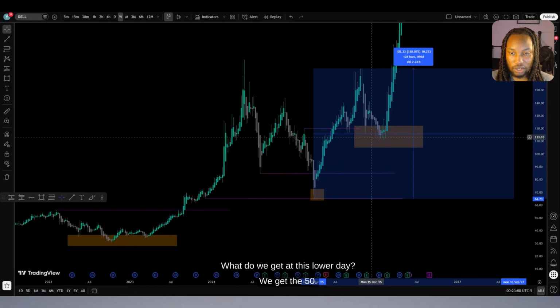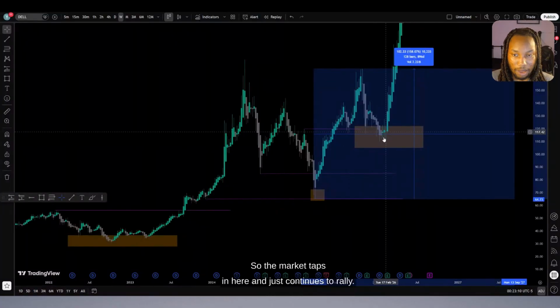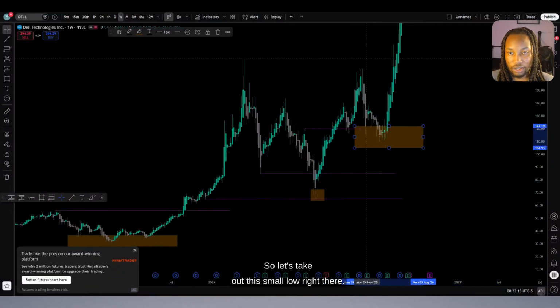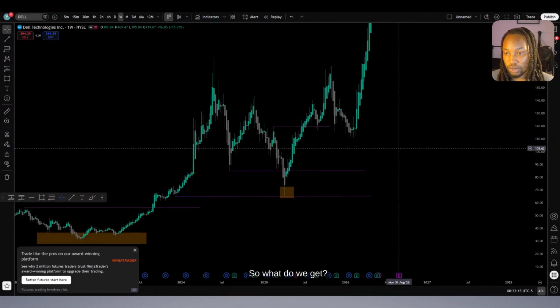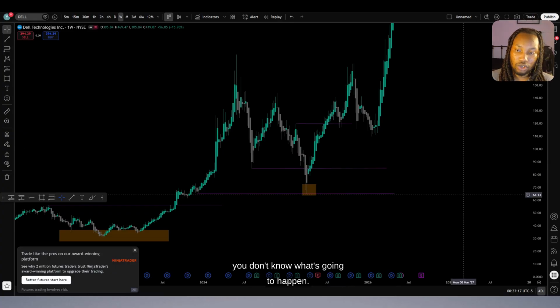Look at that. What do we get at this low right there? We get the 50%. So the market taps in here and just continues to rally. So let's take out this small low right there. So what do we get? Obviously you can't enter right here because you don't know what's going to happen. But what do we get?